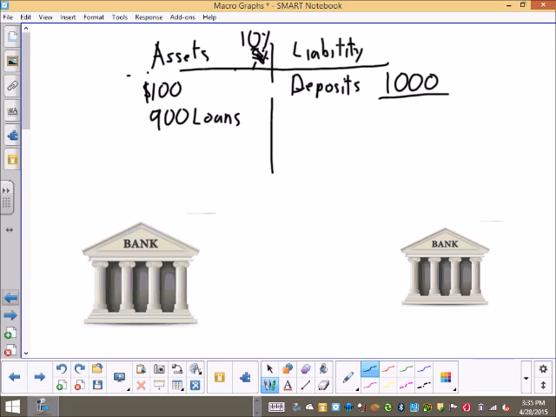What if it was 5%? If the required reserve is 5%, what would the multiplier be? It would be 20. And therefore, how much money would enter the economy? $20,000. What other effects would this have then by reducing the reserve requirement?